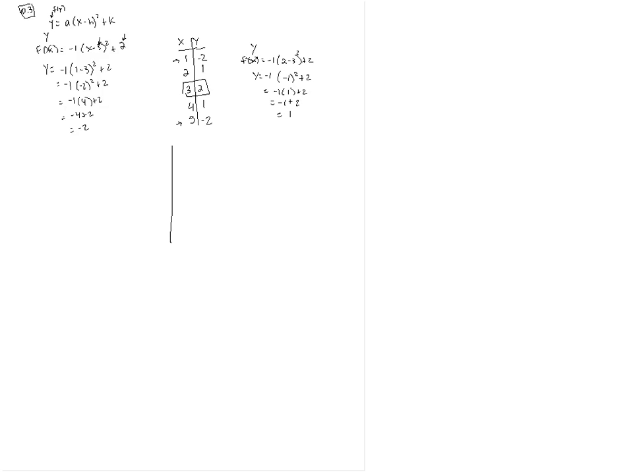First of all, is it going up or down? Well, is A negative or positive? A is negative, so -1, so it's going down. Second of all, is it going to be wide, narrow, or just the way it is? A is 1, even though it's -1, it's still 1, so it's going to be normal shaped. And we start with the vertex.